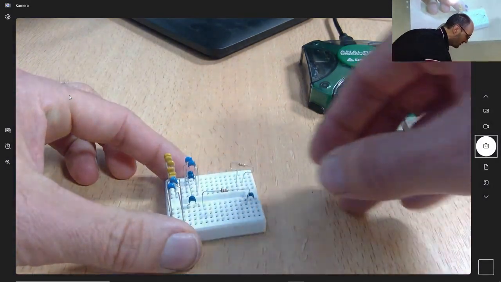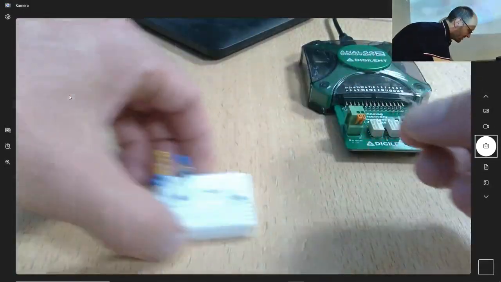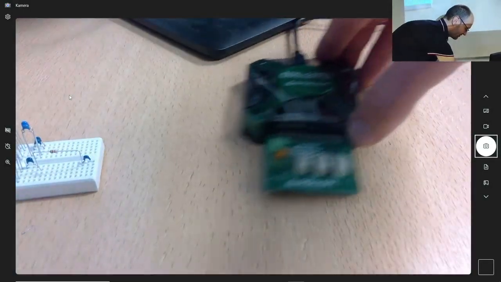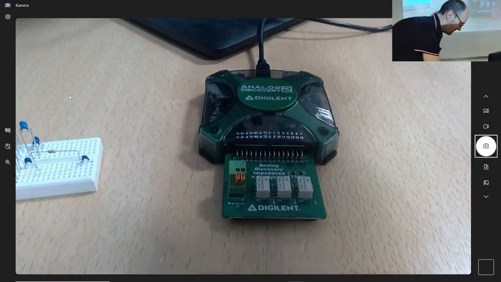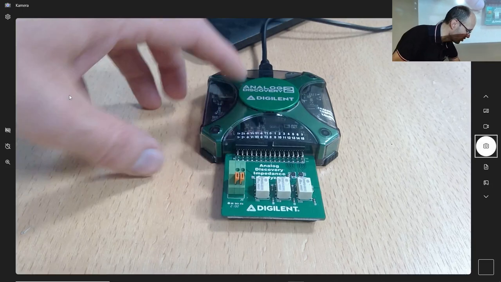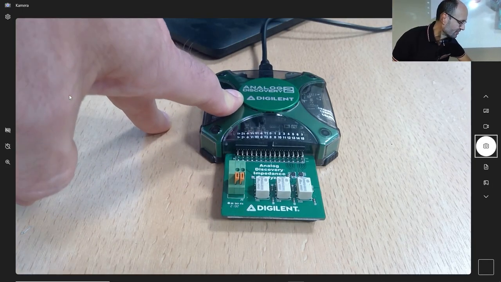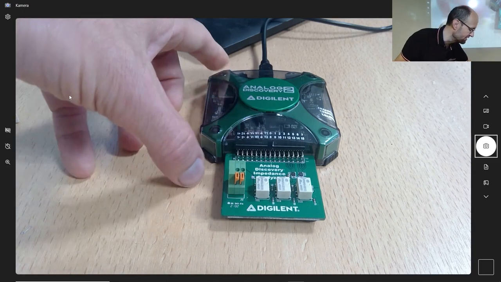And so I have two of them, and I will remove them from this board, and then I have a nice measurement instrument that I will use for the first experiment. It's called Analog Discovery 2. It's from a company called Digilent, which somehow belongs to National Instruments.